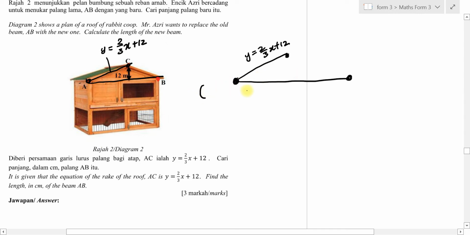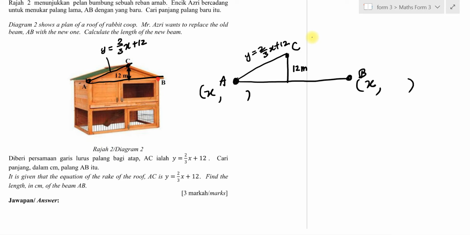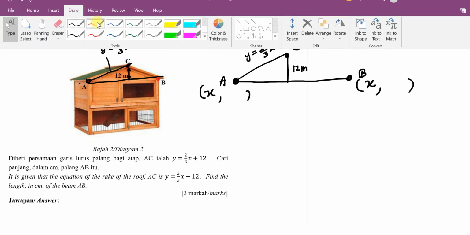If horizontal, it means their x must be the same. Both must have the same x. And it is given that from here to here is 12 meter. So our question was, what is the length between A and B? This is our C. There is nothing much we can tell about this. Is the information enough or not?